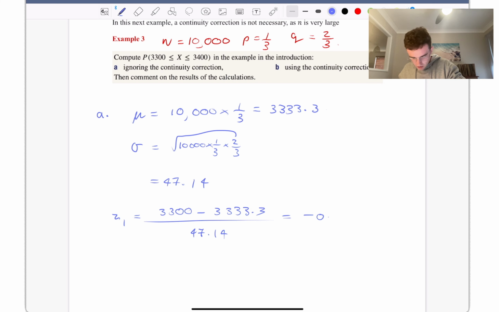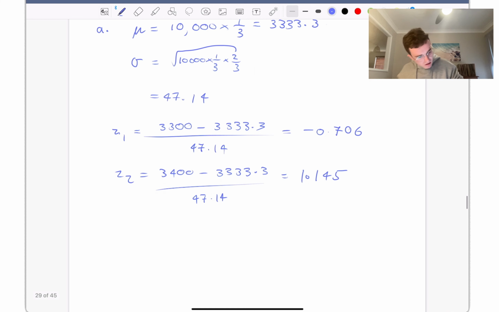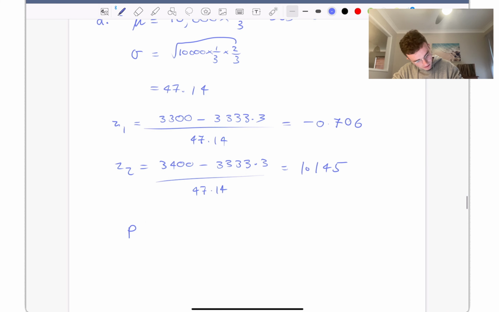And we do that, we get minus 0.706, and the second z-score is the same thing, except we're looking at the upper bound of 3,400 minus 3,333.3 over 47.14, and we get our upper z-score is equal to 1.145. So really we're looking at the probability that z, because we're doing a z-score, is minus 0.706, and that's to be less than 1.145.